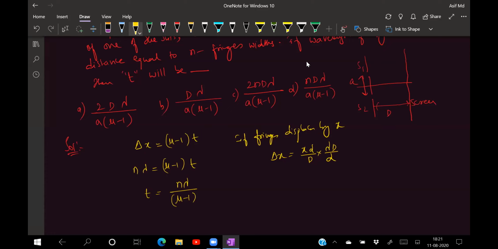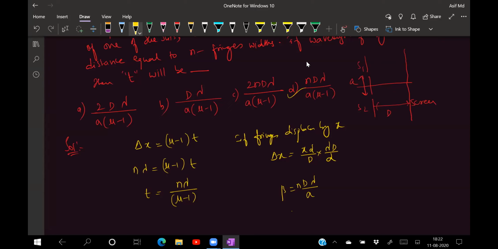Okay, fringe width formula is what? Beta is equal to D into lambda by small d. Small d is nothing but here how much? Lambda. So it is n times, so fringe width will be equal to what option I can write here? n into D into lambda by a into mu minus 1. So fourth option I can write as the answer for this one. Clear for everyone?